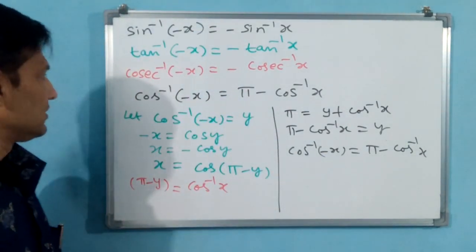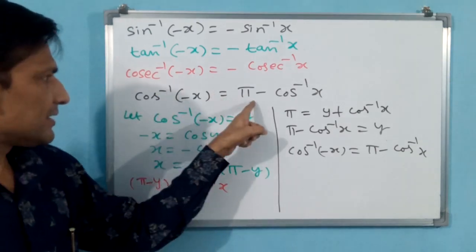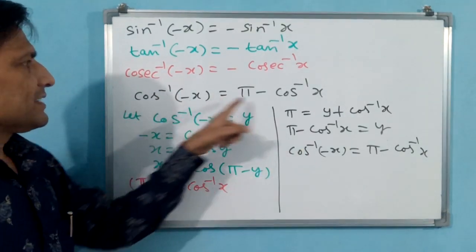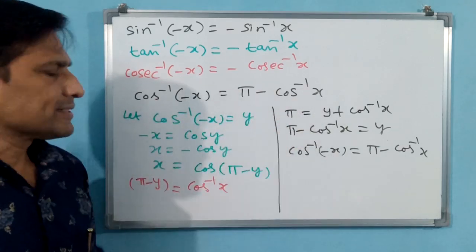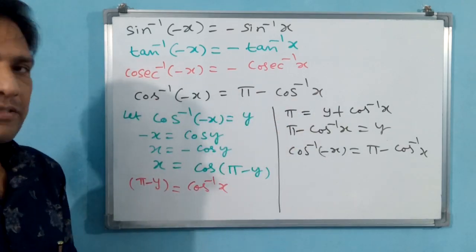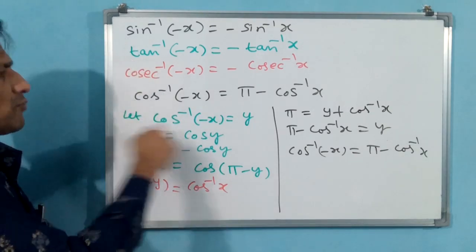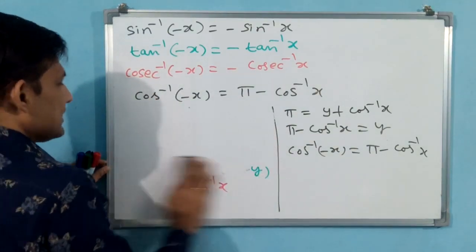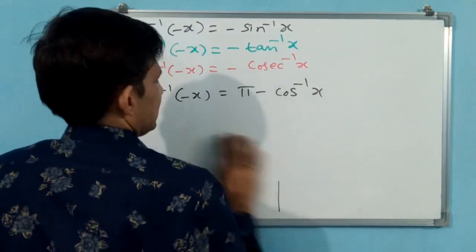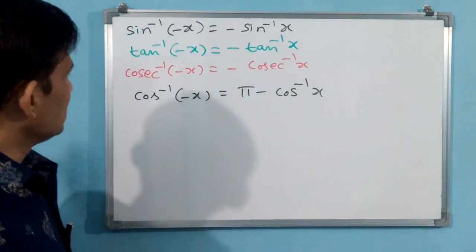Finally, we took the LHS and the RHS has come. We have given the proof for cos inverse minus x is equal to pi minus cos inverse x. Now the remaining two I am going to write. We need not give proof for those two again.